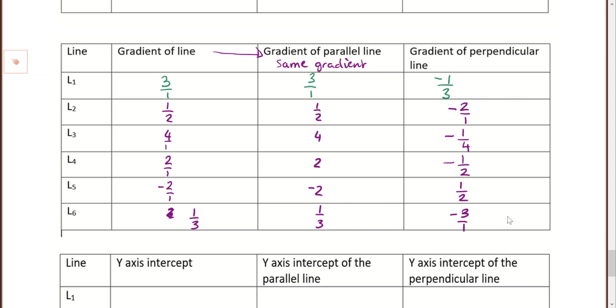Which one are we wrong with? This one? That's negative 1 over 3. So then this would be just 3 over 1.